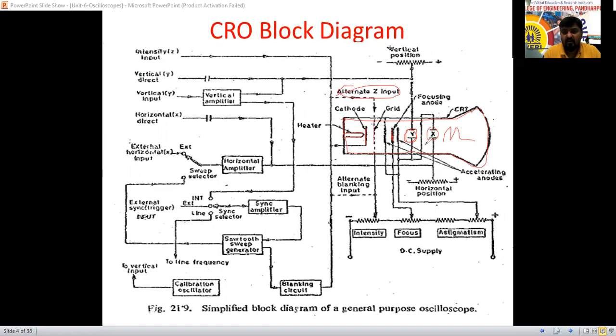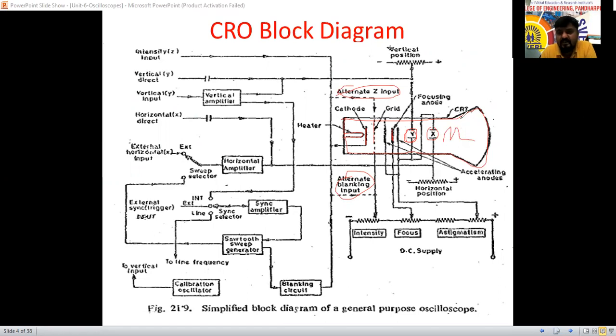If anything is not operating for the Y axis or X axis, we can use this one here for the alternating blanking input. It is a blank only that we are using here, just extra for backup purposes. We have provided one axis here.